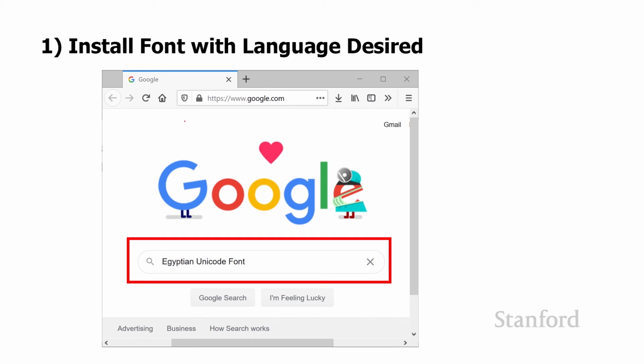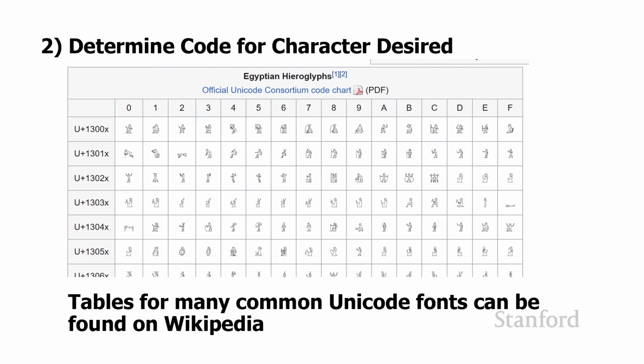Okay, so we need to go ahead and download that font and we need to install it on our computer. And the process for that is going to vary depending on the type of computer you have. The next thing we're going to do is find out what the particular bit pattern is that we want to use for the particular character we want to reproduce in our paper.